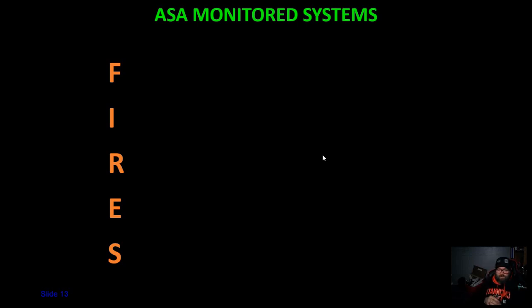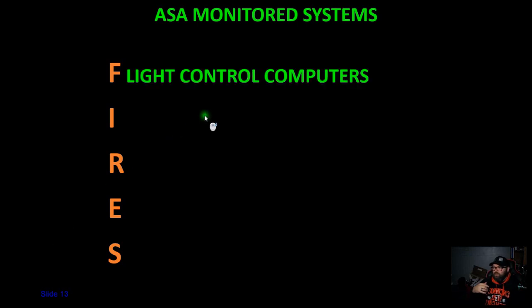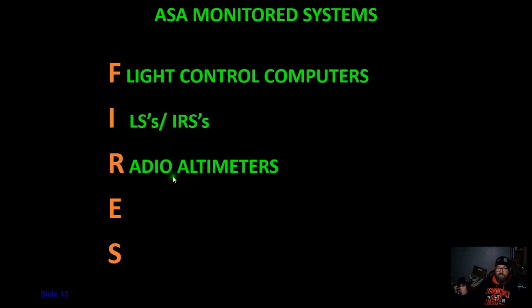No? Okay. So the first one, F, that's going to be flight control computers. That's what that's going to stand for. So flight control computers, and then we've got ILS and IRS. So that's why that one stands for 2. And remember, we've got 3 of all these systems. So I've got 3 flight control computers, 3 ILSs, 3 IRSs. So I'm already up to 9 different things that this thing is monitoring, right? Now I've got radio altimeters. That's another 3. So now I'm up to 12.